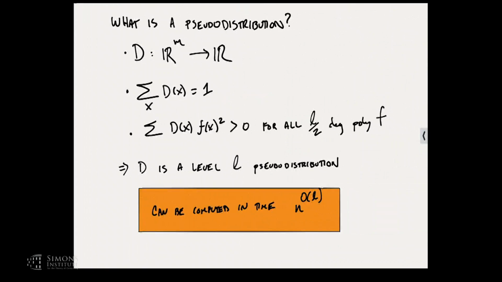So what properties does a pseudo distribution have? Well, like a normal probability distribution, it sums to 1. And the sum of this distribution times f of x squared for any low degree polynomial f must be greater than 0. More technically, if your pseudo distribution is positive times any polynomial f of degree L over 2, then we say that D is a level L pseudo distribution. And this pseudo distribution can actually be computed in time n to the order L. One thing to notice is that if I took L to be infinity, then all of my elements D of x would be positive, and it really would be a probability distribution.